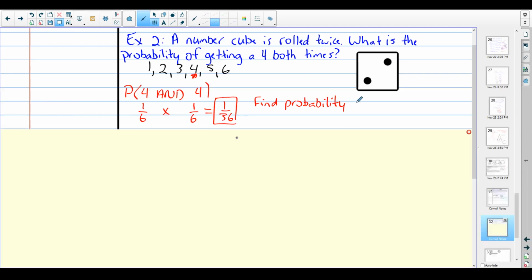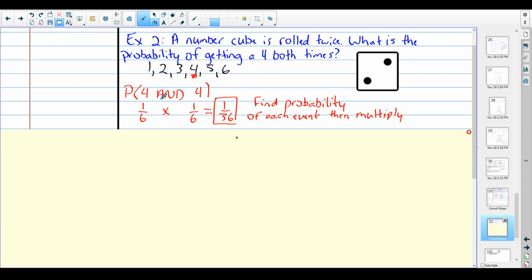Uh-oh. Ran out of ink. Oh, I think I ran into fair number cube. Fourth grade is the 7th grade.